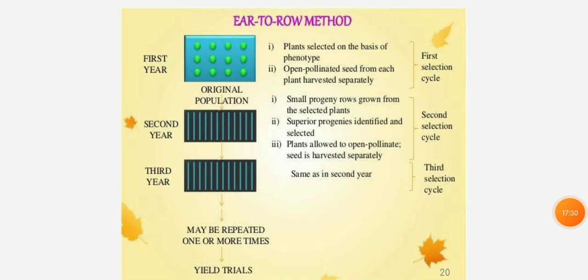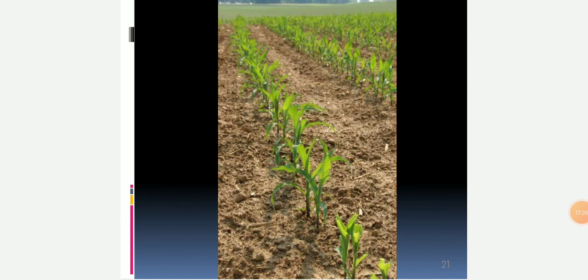You see the ear to row method. Here are some pictures from the maize crop.